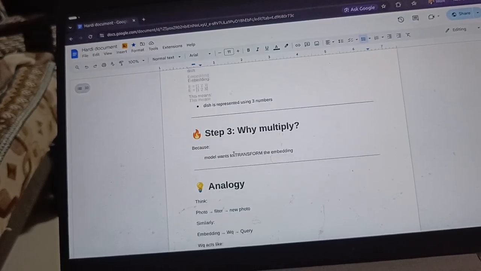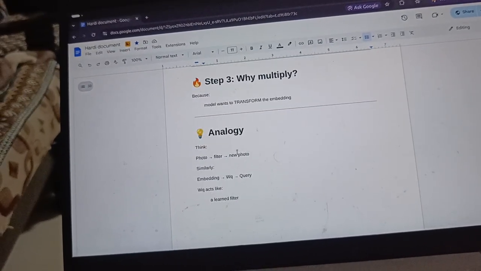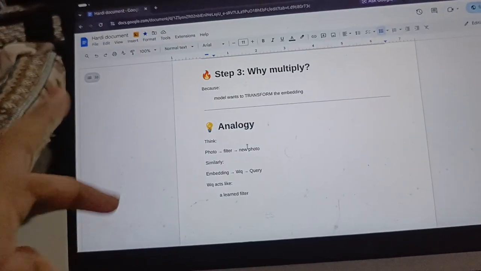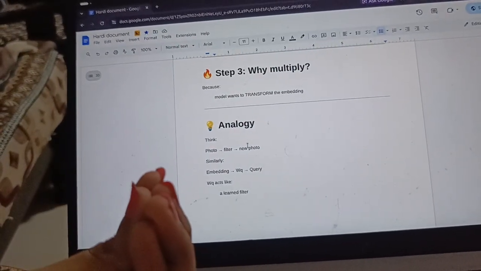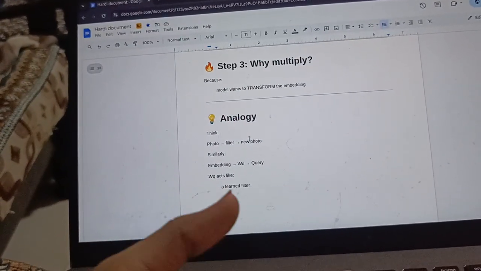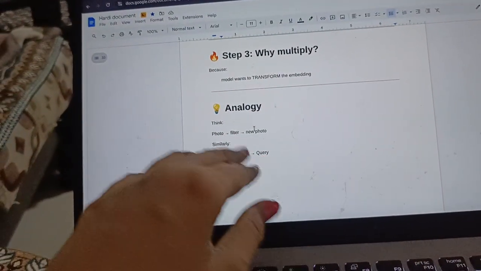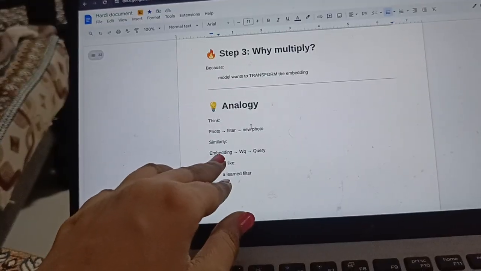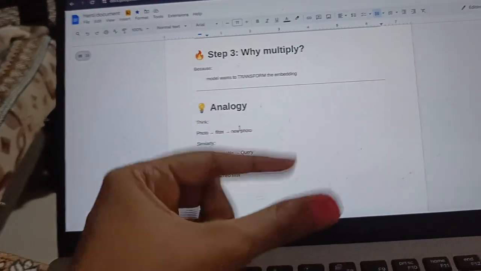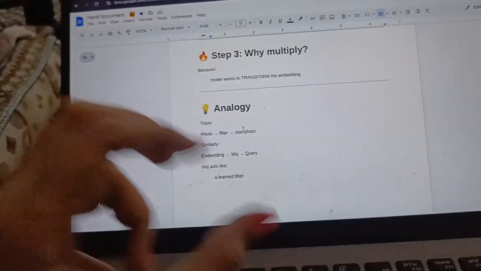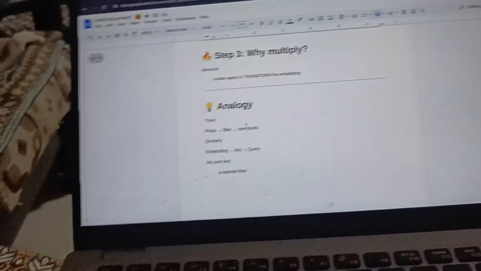So I don't know why I put this example over here, but it's like a photo filter and a new photo. So the one which I explained, we have a query, we got an embedding. From the embedding we have to create a query. So how do the internal things work? This is all about it.